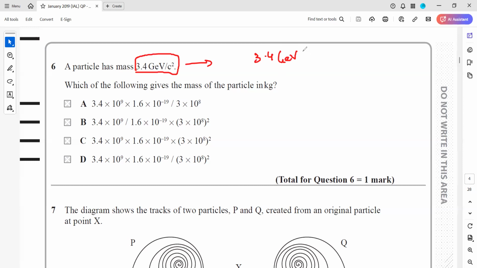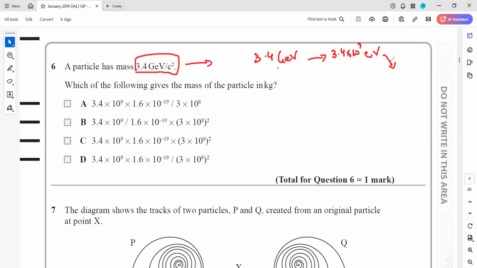So first what we do, we convert this energy into joules and then just divide by the speed of light square, because when we divide by the speed of light square, we'll get the final result. Now, 3.4 giga. Giga, first we'll convert into electron volt. How to convert into electron volt? Giga means 10 power 9, so it will become 3.4 into 10 power 9.